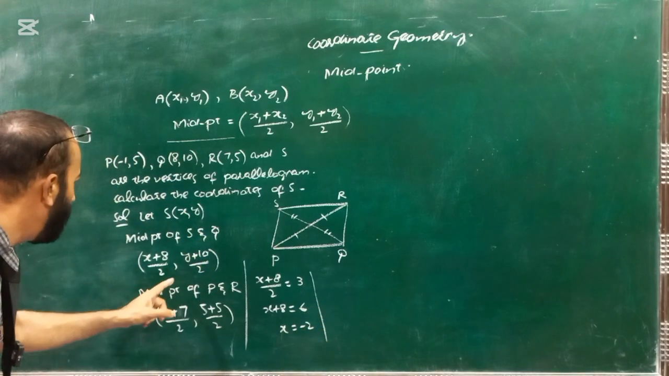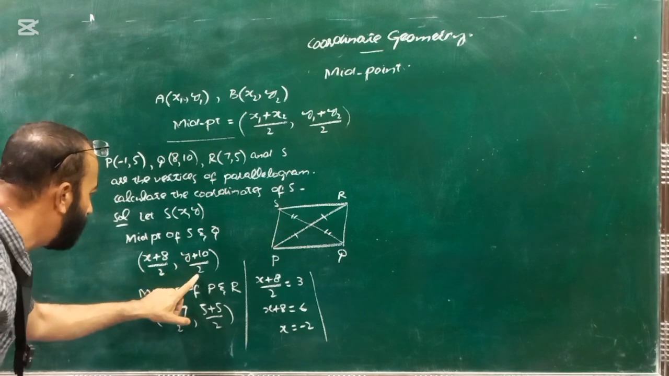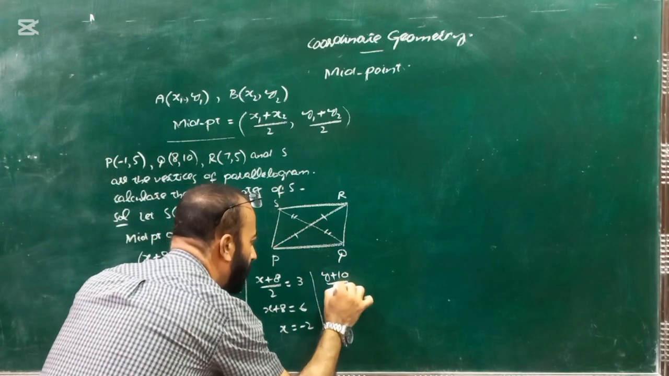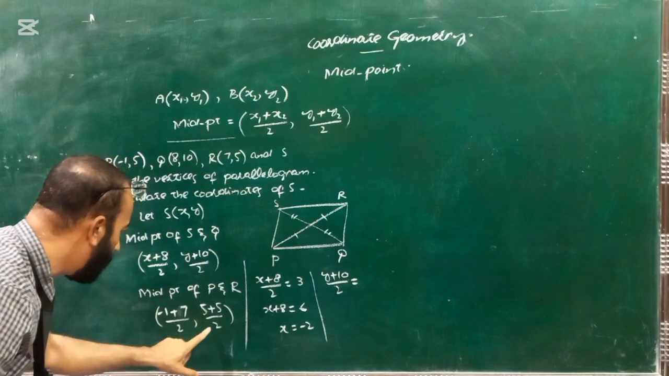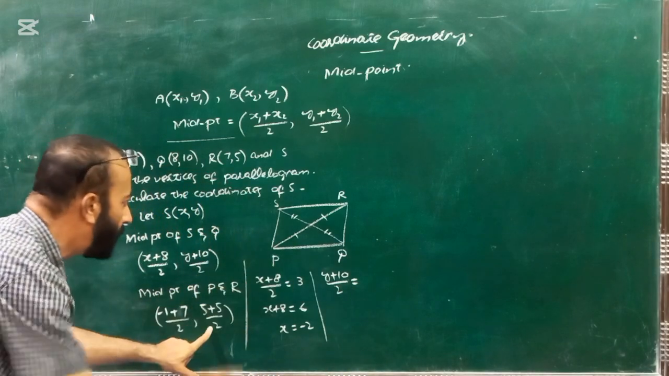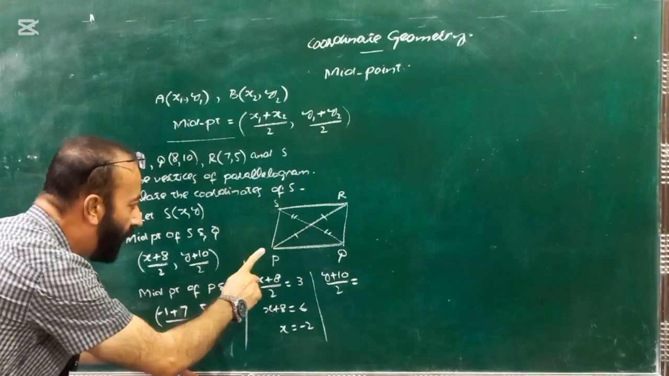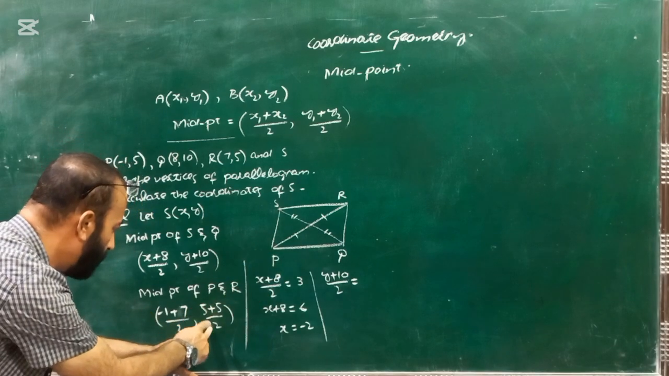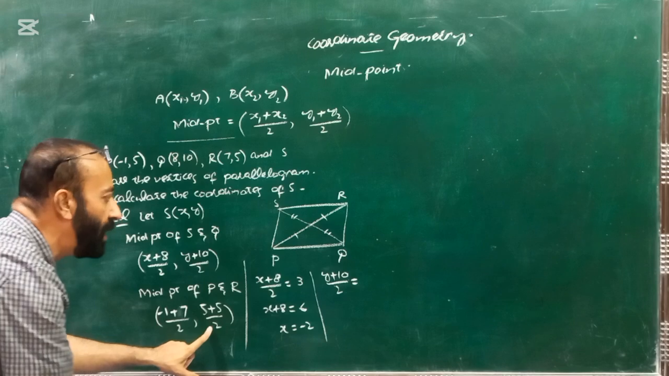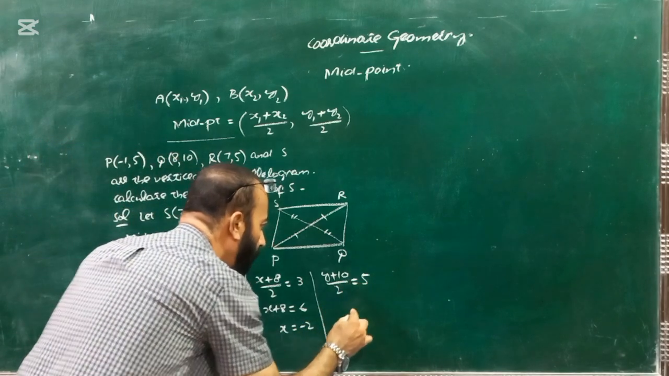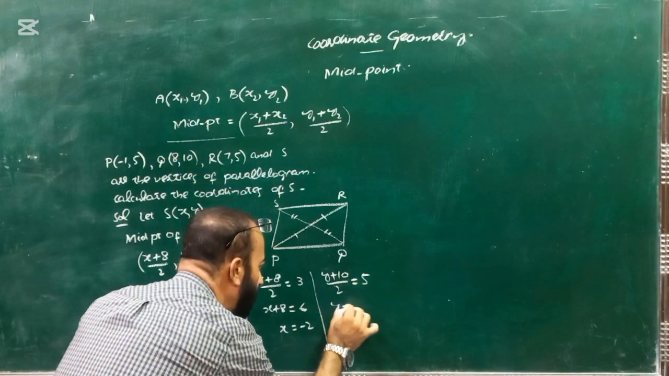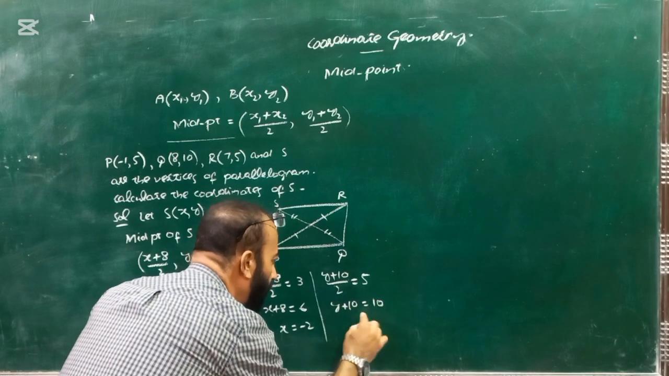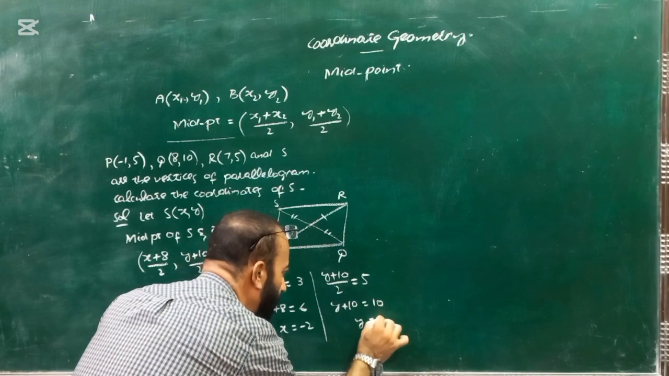Now we are comparing the y coordinate, that is (y plus 10) over 2. That should be equal to the y coordinate of the midpoint of the other diagonal, that is (5 plus 5) over 2. So 5 plus 5, 10 over 2 will be equal to 5. So y plus 10 will be equal to 2 fives are 10. 10 will go to the right side, it will be 0 then.